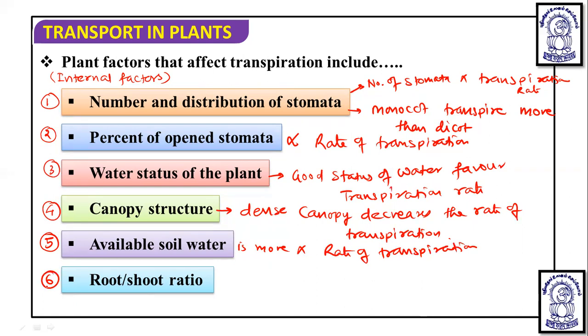And the sixth is the root shoot ratio. The root shoot ratio is directly proportional to the transpiration rate per unit area. In the root shoot ratio, the dry weight of root and dry weight of shoot is taken, and the ratio is calculated. If this ratio is increasing, then the transpiration rate is increasing. Okay, so this is how we can describe this effect.